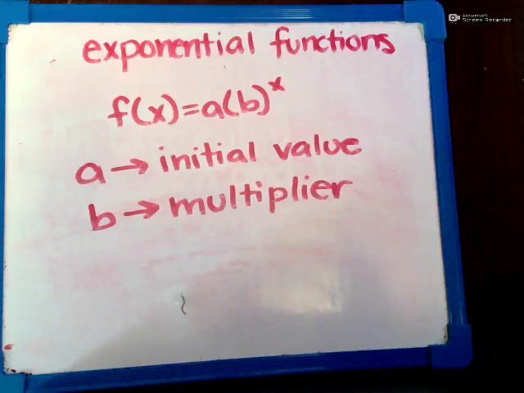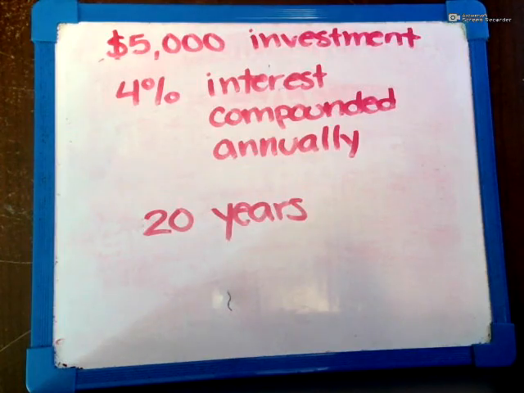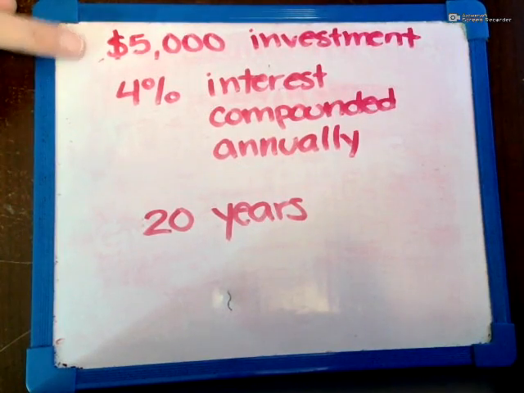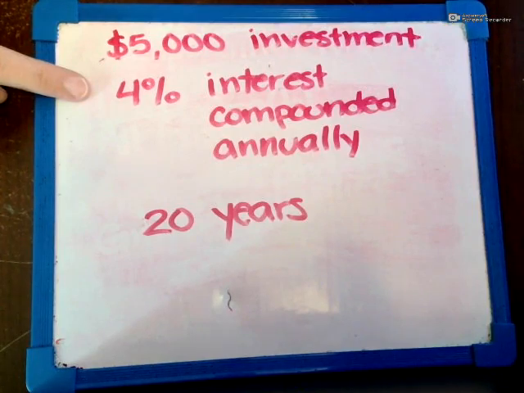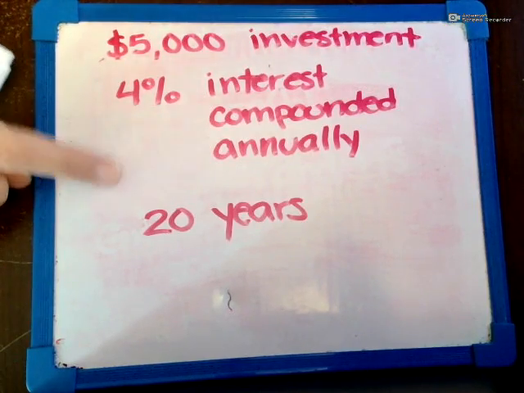Wow, I'm bored already. All right, suppose Aisha invests $5,000 in an account that earns 4% interest compounded annually. Find the value of Aisha's account each year for 20 years.